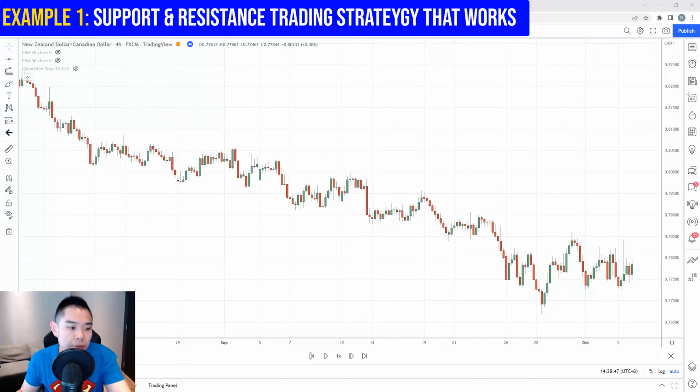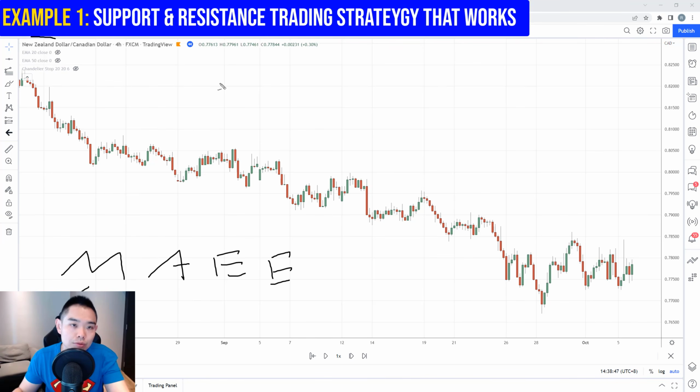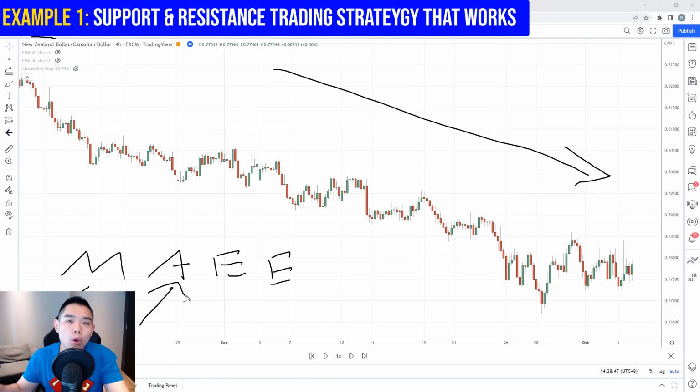So again, the MAE formula. I'll just do a quick recap here in case some of you have short-term memory like me. MAE. What is the market structure that you're seeing on this chart? This is the New Zealand Canadian, the 4-hour time frame. What is the market structure? Downtrend, great. So you know that the market is in a downtrend, then where will you look to trade from? Where is the area of value that you want to pay attention to? In this case, the area of value is at resistance. Fantastic, so let's cover this first too.